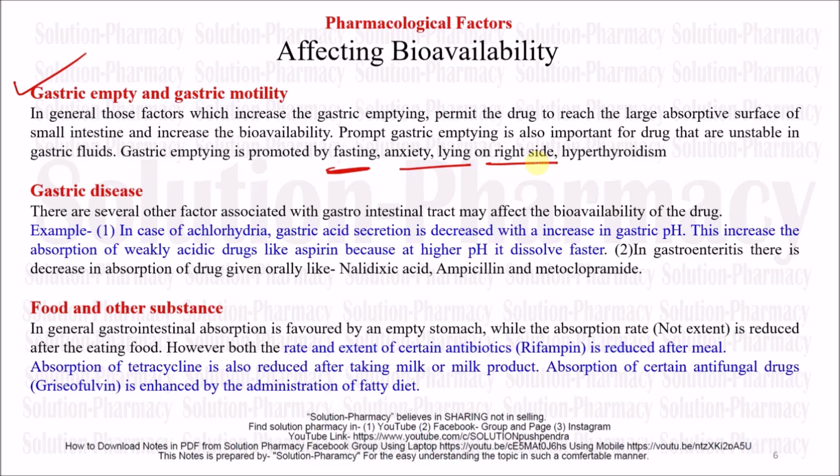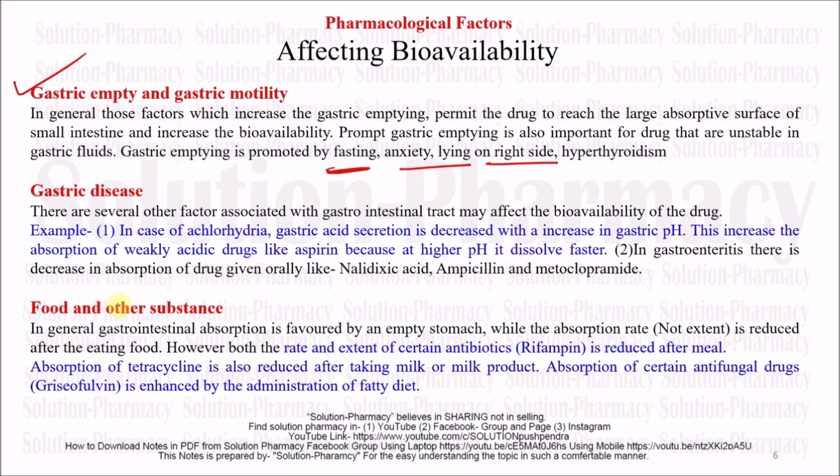Now coming to the next point, that is gastric disease. If you are having any kind of problem listed below, then it may affect bioavailability. If you are having achlorhydria, gastric acid secretion is decreased in this case, and the gastric pH rises, so the dissolution of the particular drug will be hampered and the absorption will be inhibited. And if the absorption is inhibited, the bioavailability will also be hindered.